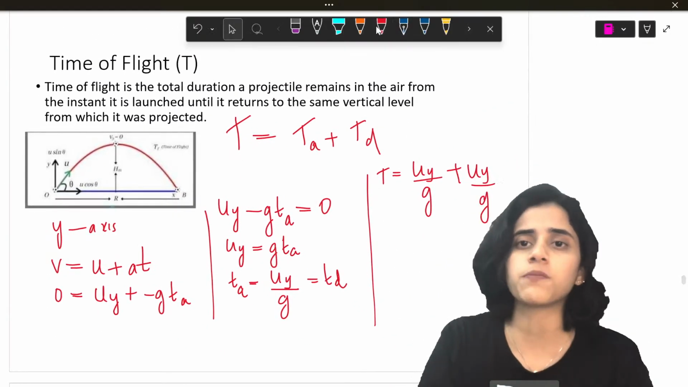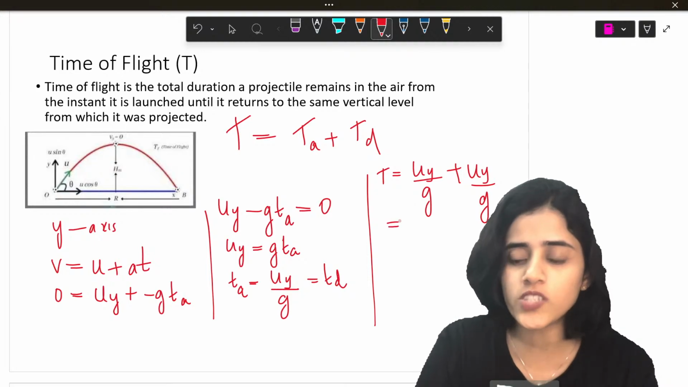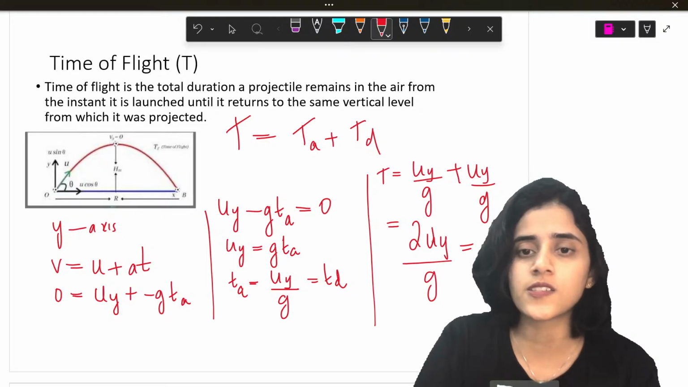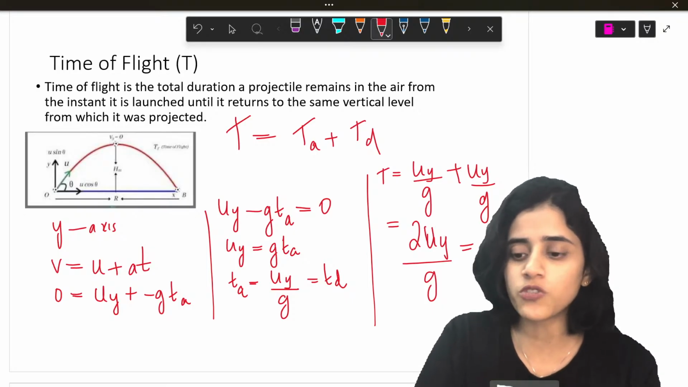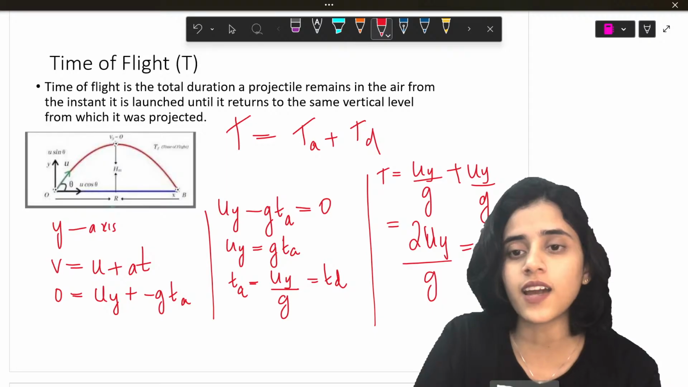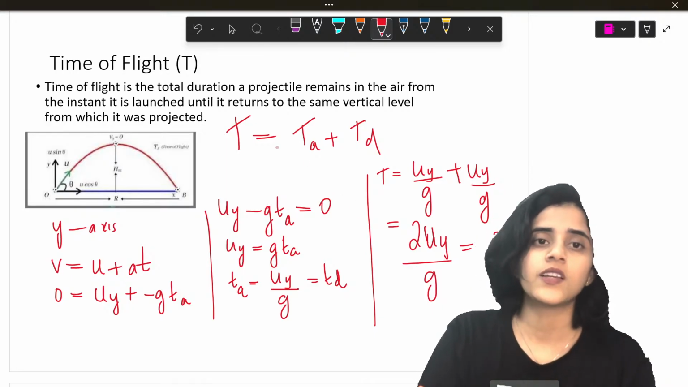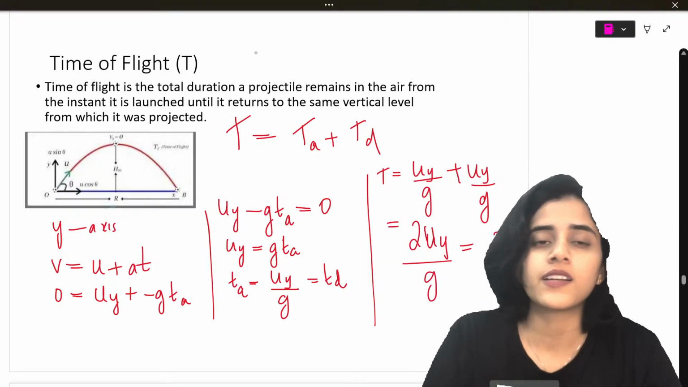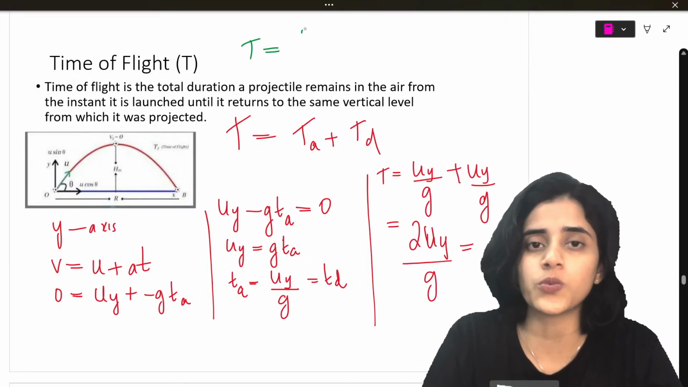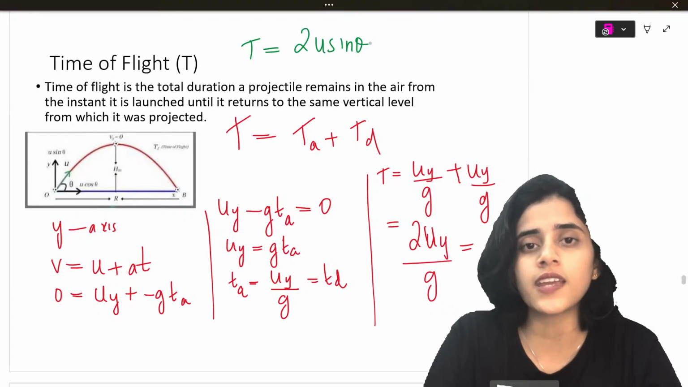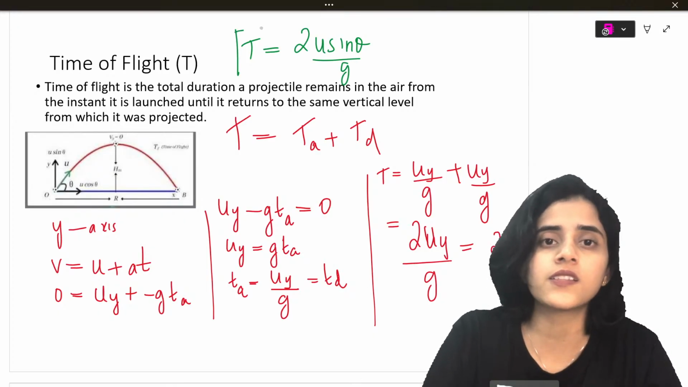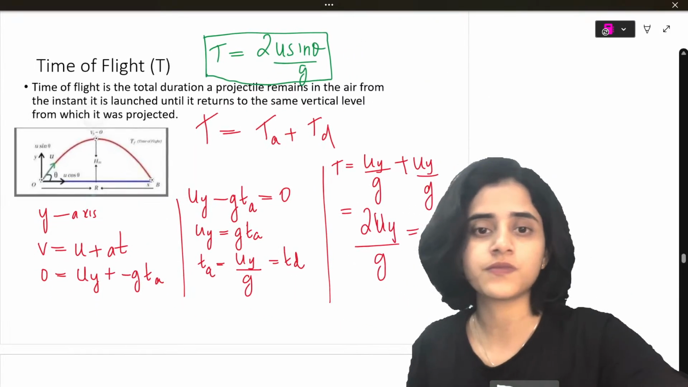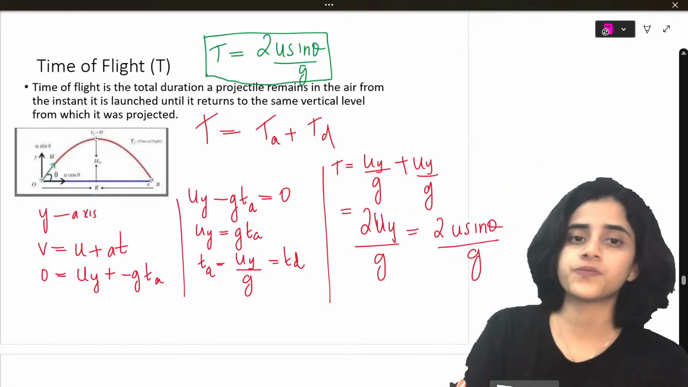So uy by g plus uy by g, which is 2uy by g, which is 2 into what is uy? u sine theta by g. So now I get the formula for time of flight. Okay, time of flight t is equal to 2u sine theta by g. This is the formula. Is this clear to all of you?